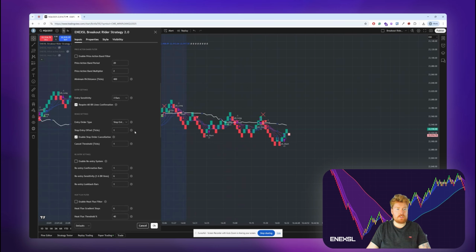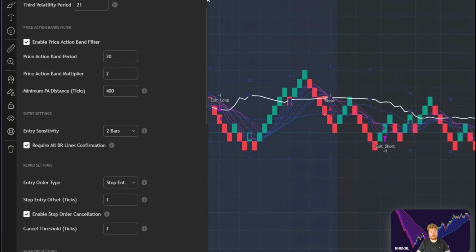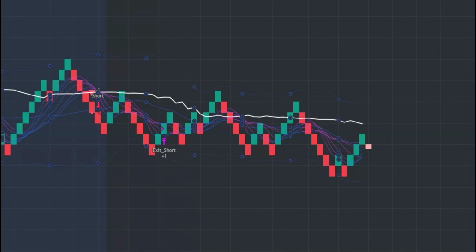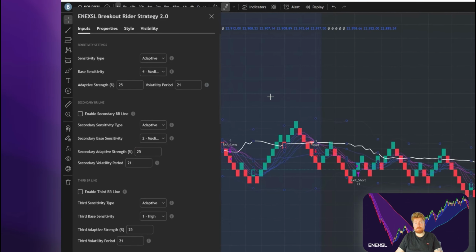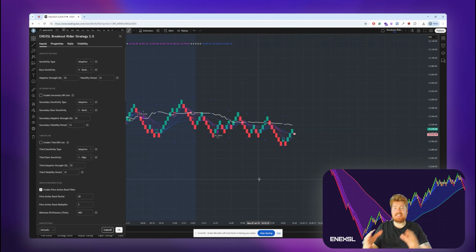this is based on the 10 box Renko. So if I click here and enable the price action bands filter, we have a PA price action difference between the top band and the bottom band of the price action filter, which you can see here. Levels can be changed within the style area so that you can make them a little bit easier to see. But because these zones are very tight, they are able to fully filter out these trades.